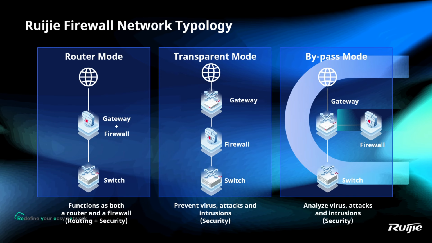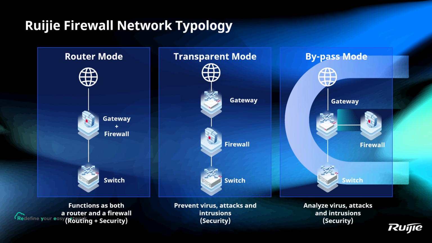The most obvious one, and the commonly used one, is the router mode. So the firewall acts as a firewall as well as the gateway. It is the gate itself and also the gatekeeper. The other one is the transparent mode.